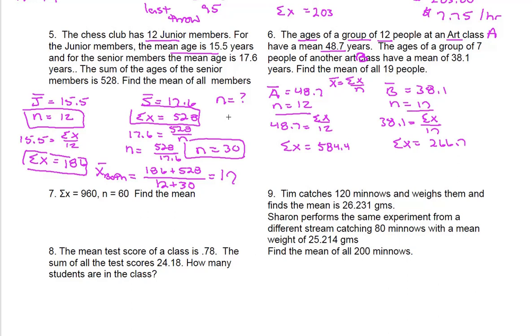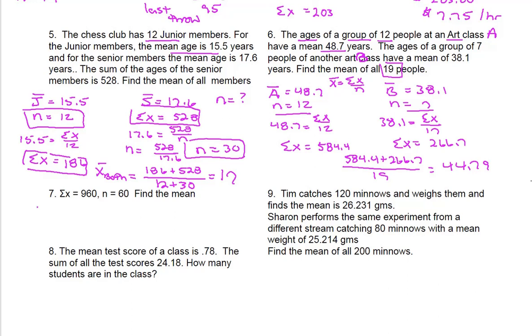I know what you're thinking. You're thinking I wrote 17. Yeah, I did, but I don't know why I wrote 17. The number is 266.7 when I multiply by 7. So anyway, now what I do is take both of my sum of my x's, and that's going to be 584.4 plus 266.7, and I'm going to divide by 19 people, 7 plus 12, and it's going to give me my average of 44.79.